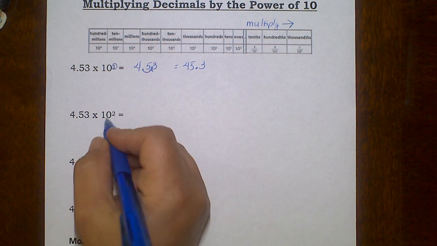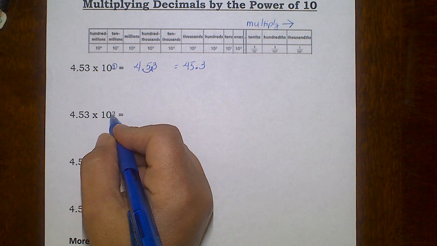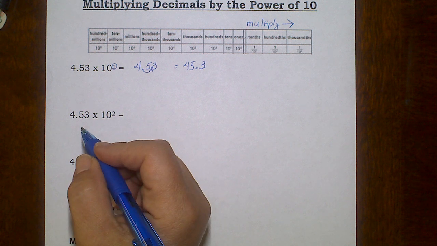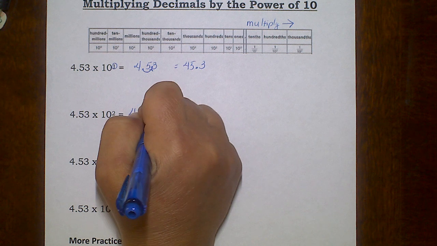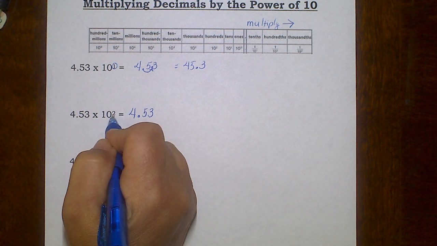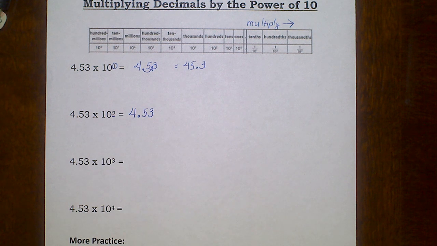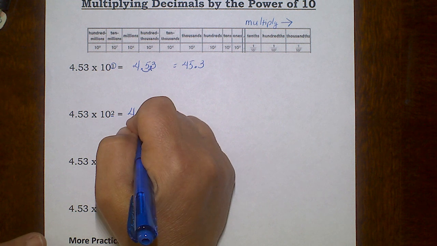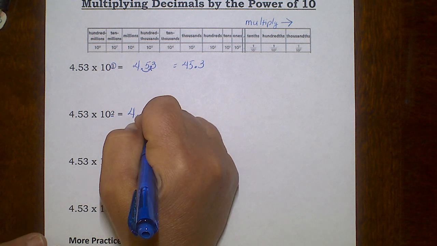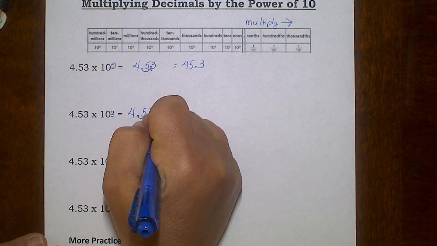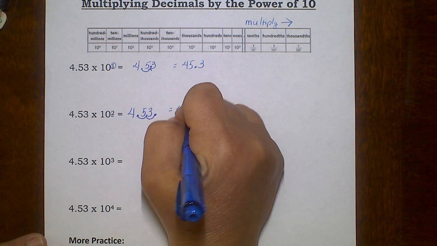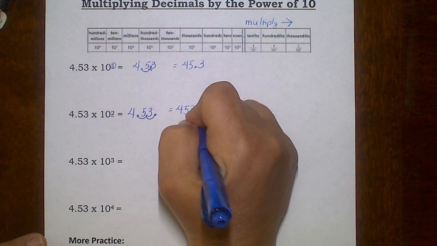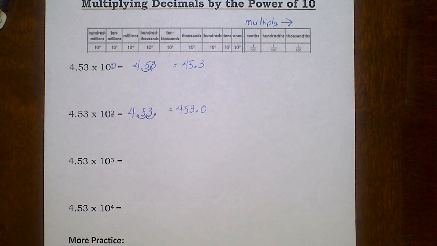Well, what if we do it with 10 to the second power, which is 10 times 10 or 100? Well, if I write the decimal again, 4 and 53 hundredths, I'm going to use this as a clue. Now I'm going to move the decimal point twice because I'm multiplying by 100. I go around the number once, twice, and it lands here. So that means the answer is 453. I certainly could write in 0/10, but not necessary.